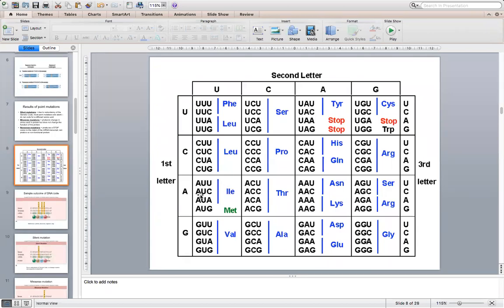Next, I will go to this example of alanine and methionine. Here you can see AUU will code for alanine and AUG will code for methionine. So there is a small sequence change of U to G, and as a result the entire amino acid has changed. The alanine has been converted to methionine. So this is a missense mutation.